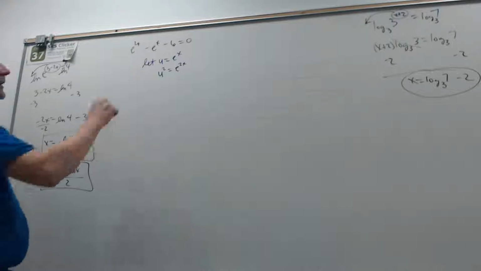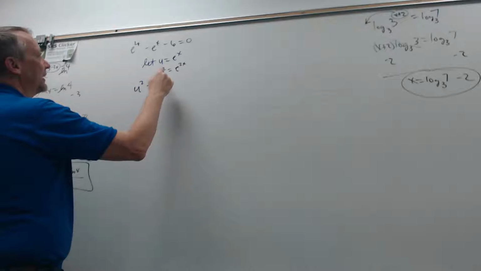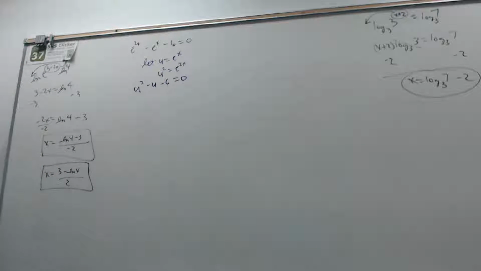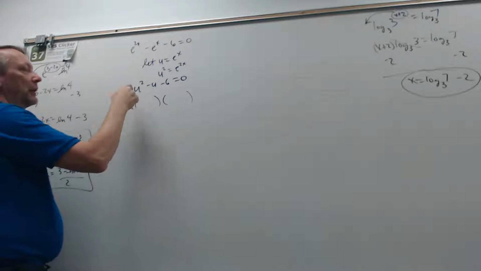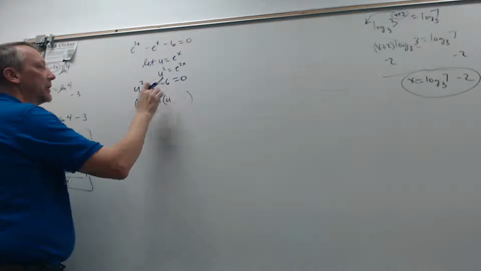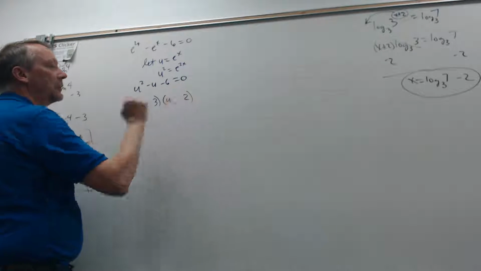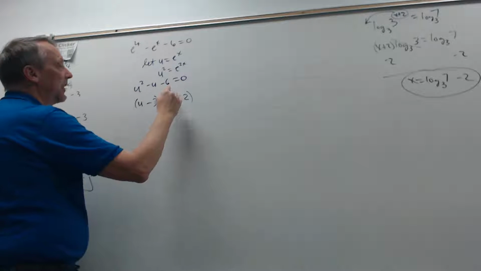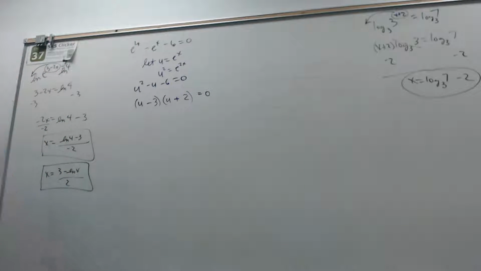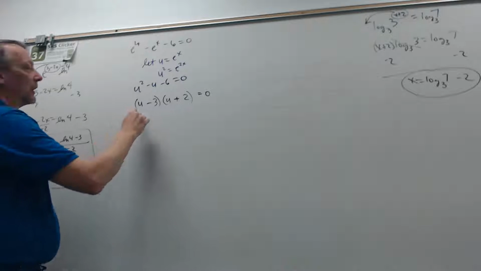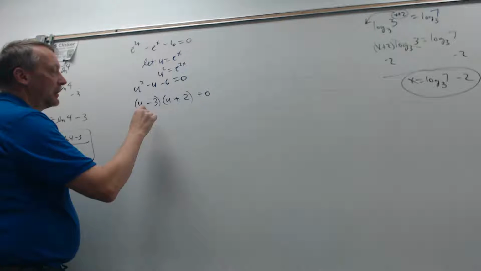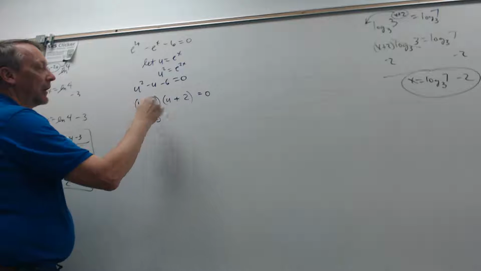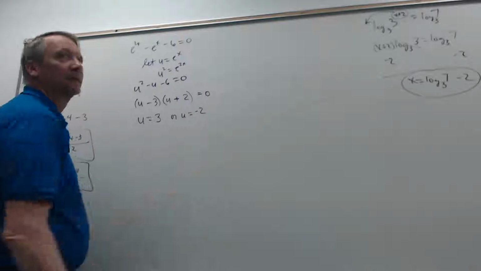So now if I rewrite this as u squared minus u minus 6, that's easy to factor. Nice. Okay, and then what? This factors into u and u, factors of 6, 3 and 2, negative 3, positive 2, equals 0. Now, u equals e to the x. u equals 3, right? Or u equals negative 2, correct?